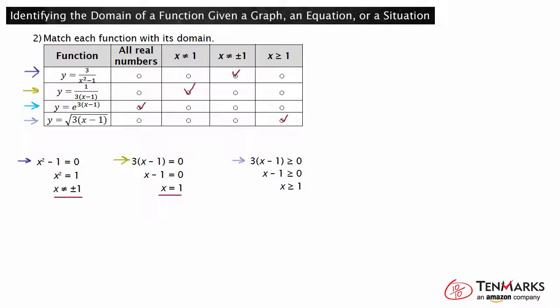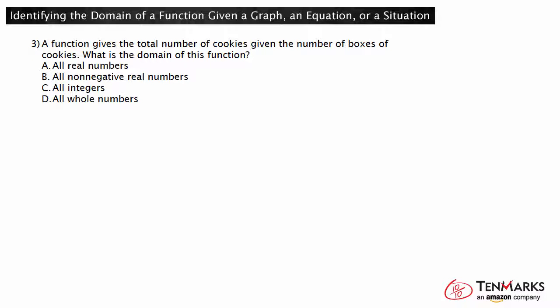Let's look at one last example. A function gives the total number of cookies given the number of boxes of cookies. What is the domain of the function? First, which variable represents the input values? The input values are the numbers of boxes of cookies. The number of boxes of cookies cannot be negative, so the domain is restricted to non-negative values. The number of boxes of cookies cannot be a fractional value, so the domain must be all whole numbers.